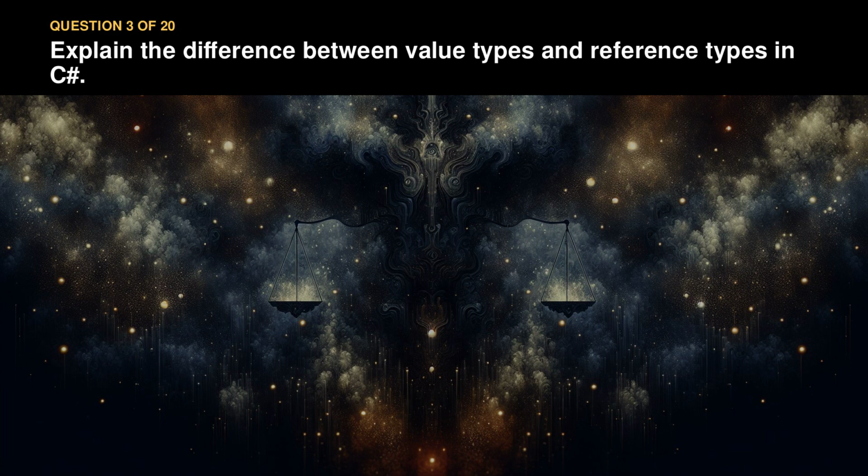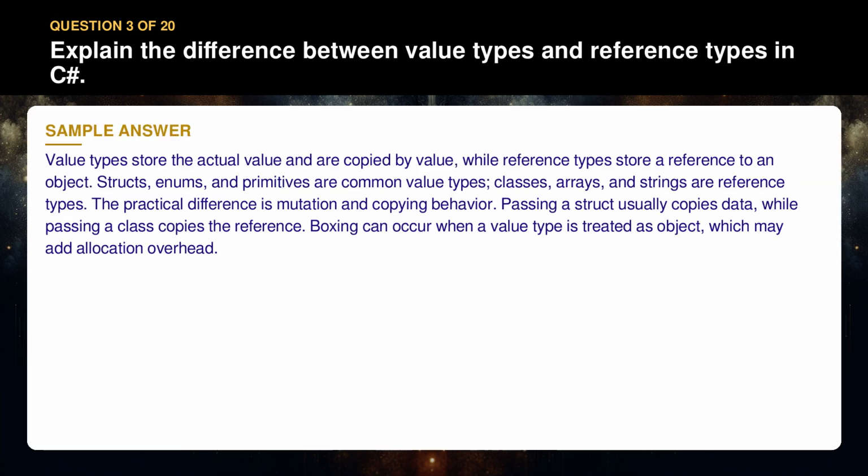Question 3. Explain the difference between value types and reference types in C#. Value types store the actual value and are copied by value, while reference types store a reference to an object. Structs, enums, and primitives are common value types. Classes, arrays, and strings are reference types.